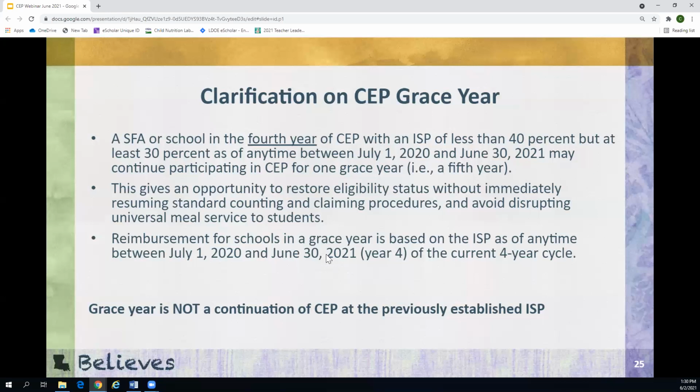But if you are a school and you want to elect CEP for school year 21-22, that would still be considered year one of your 4-year cycle. So school year 22-23, which would be year 2 of the cycle, may potentially be the first year that you use this percentage.